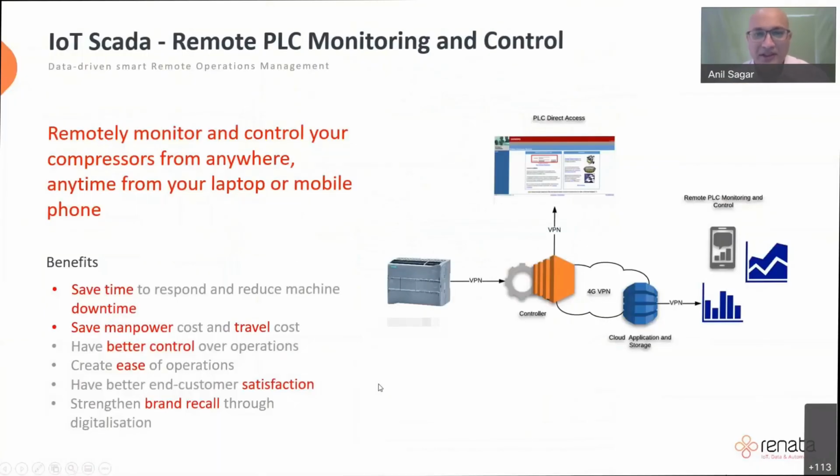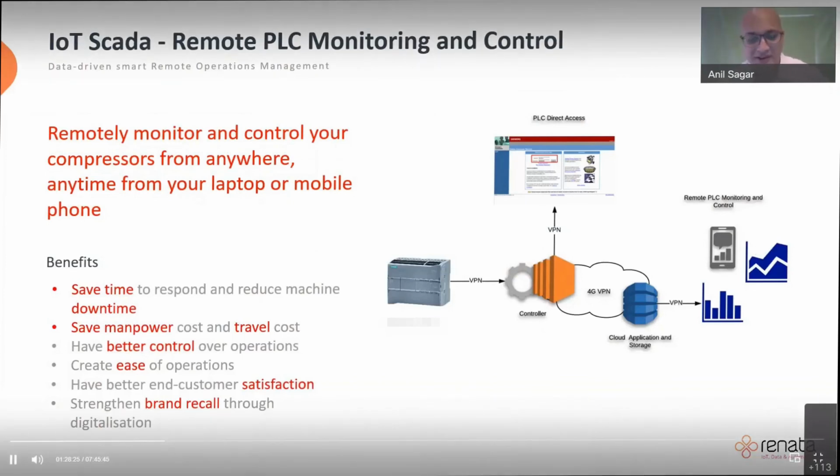So basically we connect to the PLC directly and get the data over VPN. There are 5 levels of security in the network, and then we get the data over the web interface, which is available both on the mobile phone and also on the desktop.